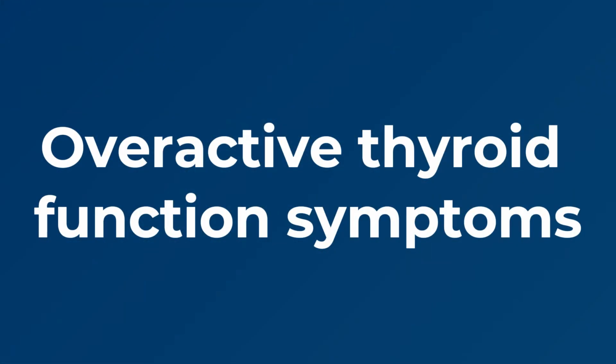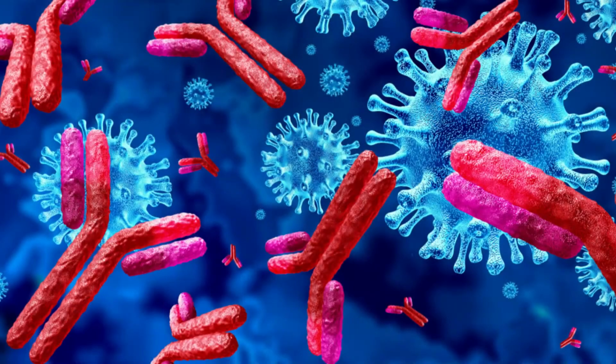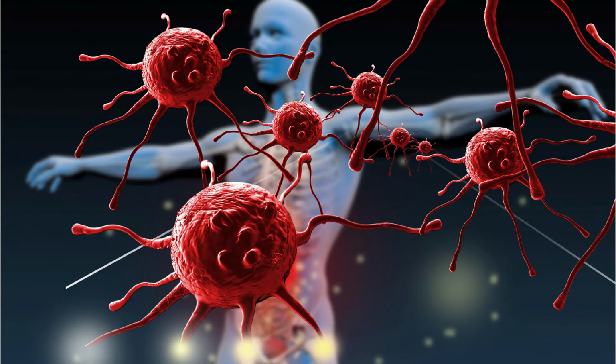Okay. Let's talk about hyperthyroidism. What is overactive thyroid function? Yes. So the complete opposite of hypothyroidism, the gland produces thyroid hormones in excessive amounts, which leads to certain signs and symptoms which manifest in the body.